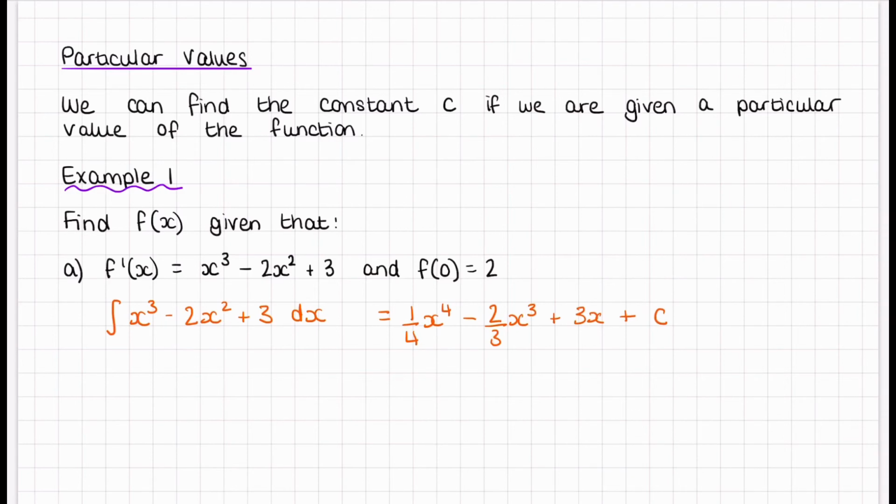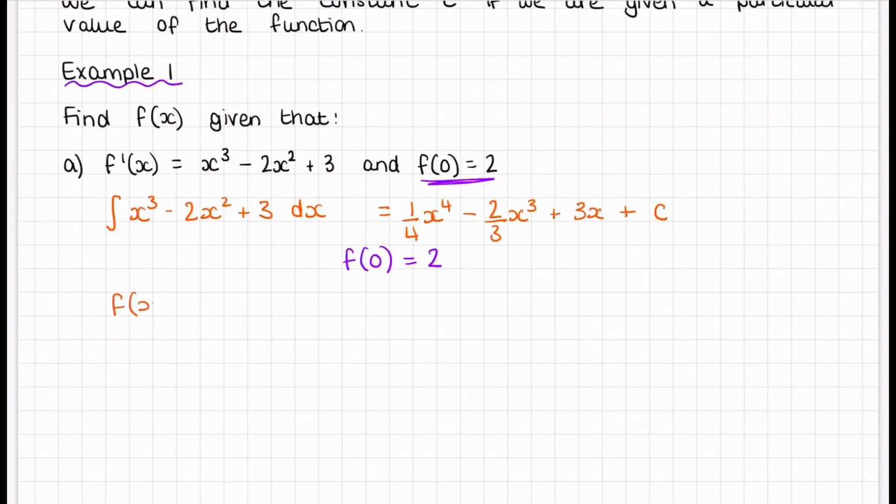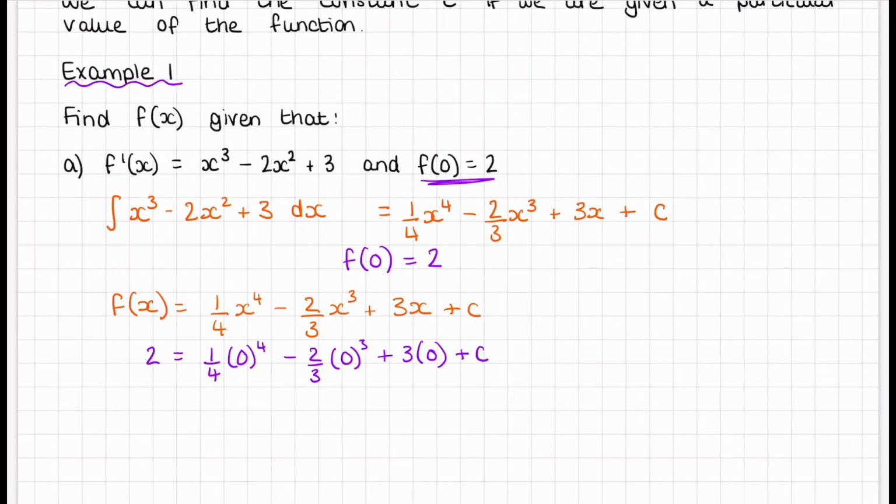Now the next thing that we know is that f of 0 equals 2. And we know now that f of x is what we've just found, so a quarter x to the power of 4 minus 2/3 x cubed plus 3x plus c. So we can just sub these values in. So we know the function equals 2, so it'll be 2 equals, and this is when x is 0. So it will be a quarter 0 to the power of 4 minus 2 on 3 multiplied by 0 to the power of 3 plus 3 times 0 plus c, which means in this situation 2 would equal c.